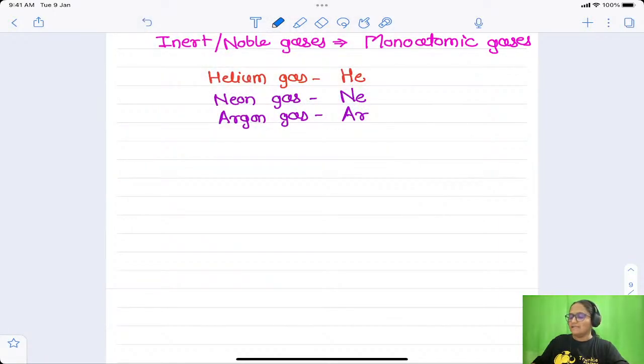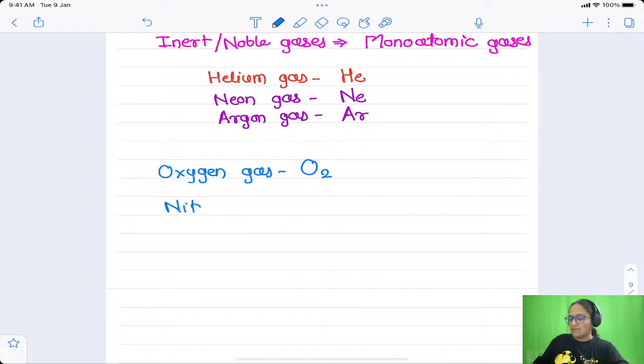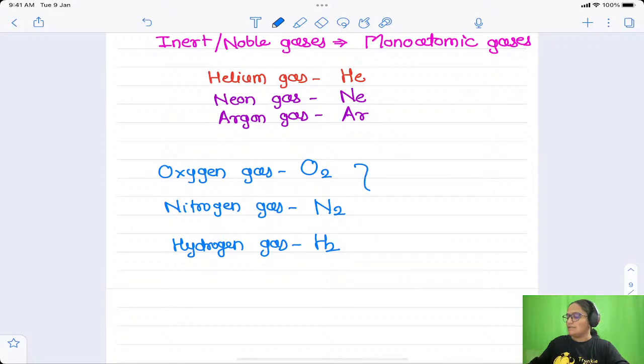Whereas some other gases like oxygen gas, the formula I write down is O2. O2 stands for two atoms are present. Or when I say nitrogen gas, when I say nitrogen molecule, I write the formula N2. Then hydrogen gas, for example, the hydrogen molecule formula is H2, right? So there are two atoms in that formula. That means they are diatomic. Di stands for two, atomic stands for atom. These are the diatomic molecules, right?